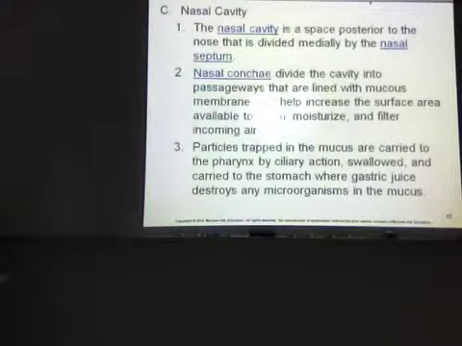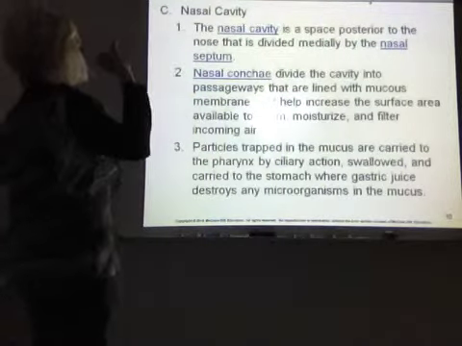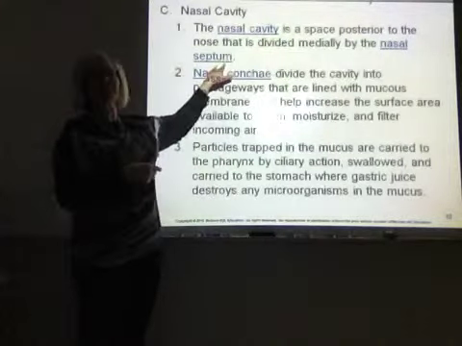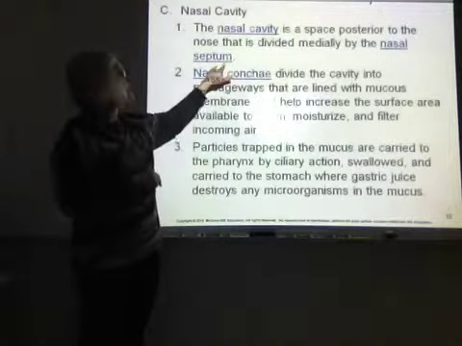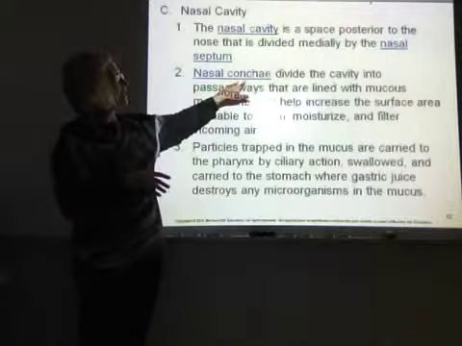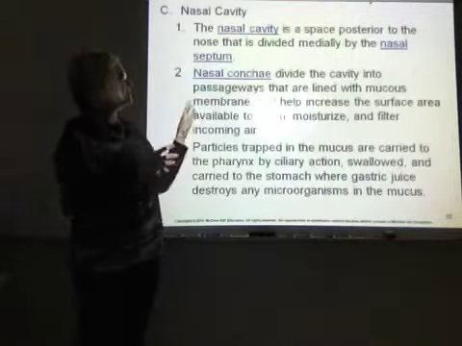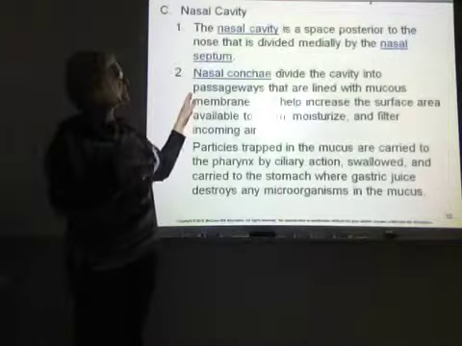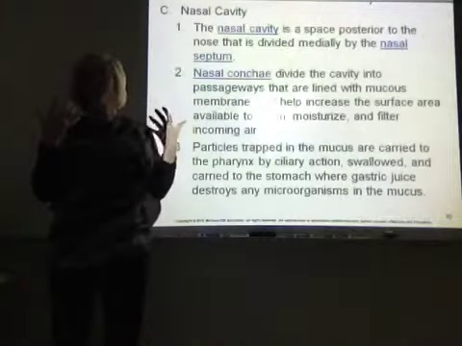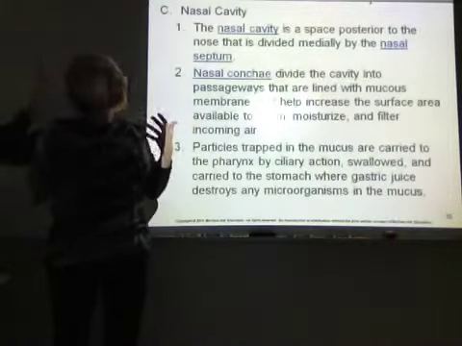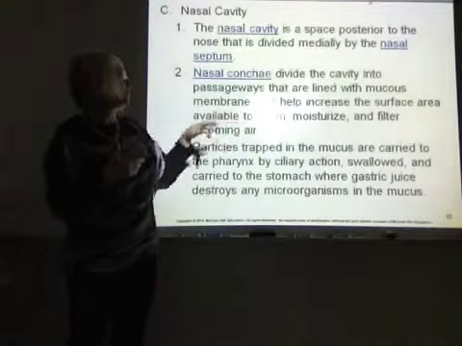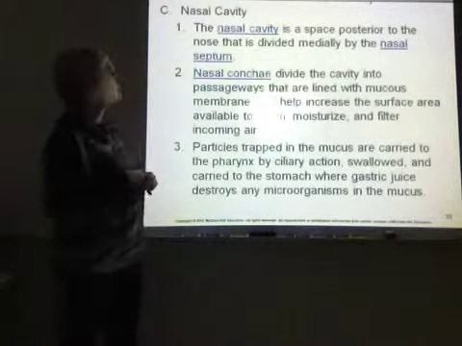Nasal cavity then is the space behind the nose, and it's divided medially by the nasal septum, and we did talk about that in the skeletal unit as well. Nasal conchae divide the cavity into many passageways that are lined with a mucous membrane. They help to increase surface area. They're bumpy and rigid, and they help to warm, moisturize, and filter air.